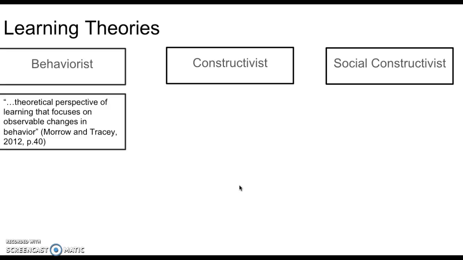In Lenses of Reading, Tracy and Moore describe a behaviorist theory as a theoretical perspective of learning that focuses on observable changes in behavior that result from a stimulus. Within the context of literacy, this means that behaviorist theories support the idea of breaking down reading into a set of isolated skills that can be targeted through repeated practice until the student masters the skills.